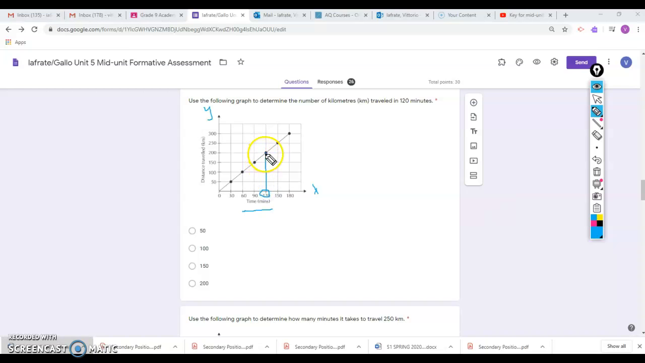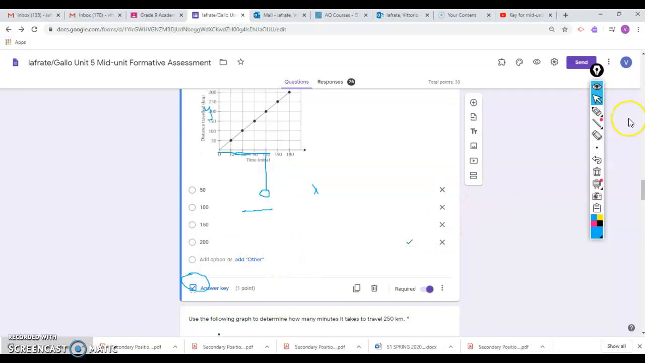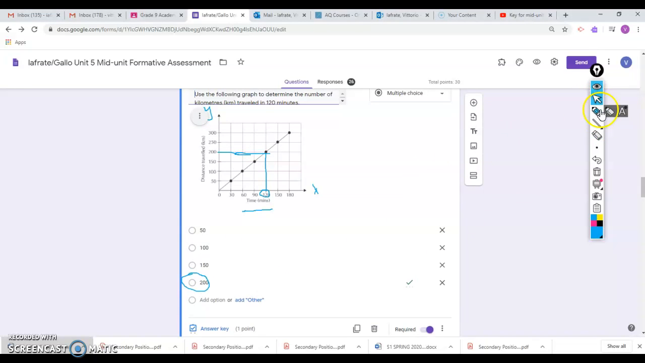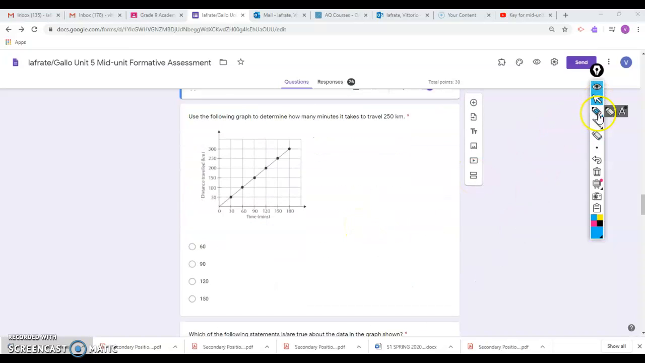So we go up to here, that's where it meets our data point, our line there, and then that seems to occur when y is equal to 200. So 200 kilometers would have been traveled after 120 minutes. Let's see if that's true. Yep, that works. Perfect. Let's try our next question here.